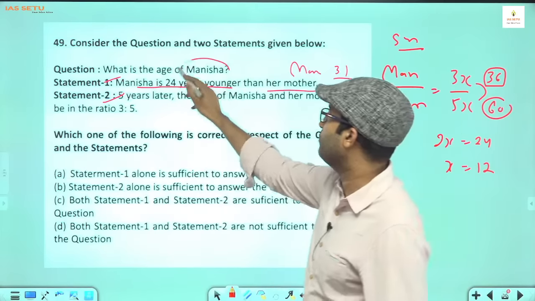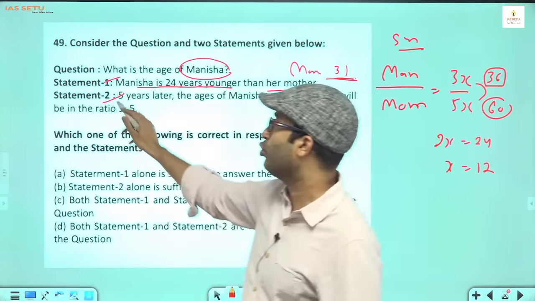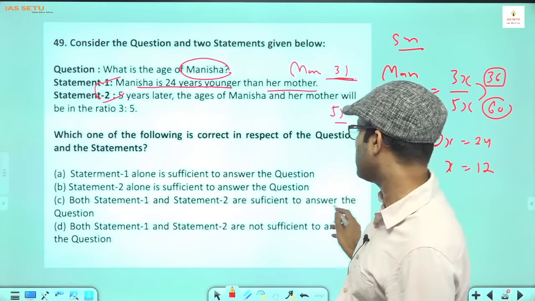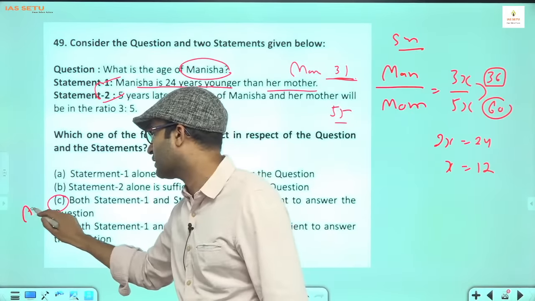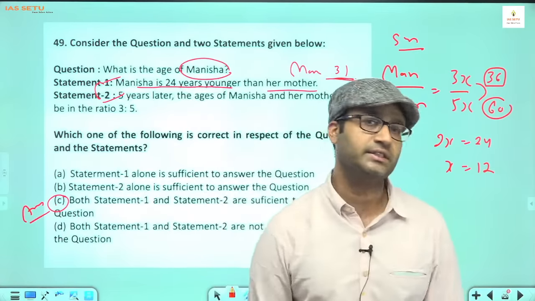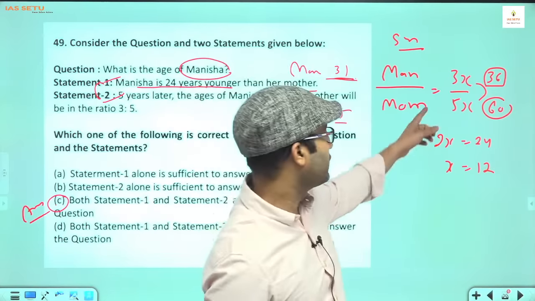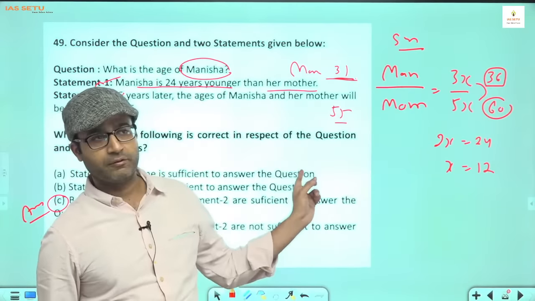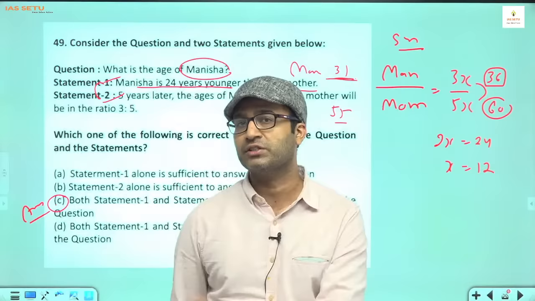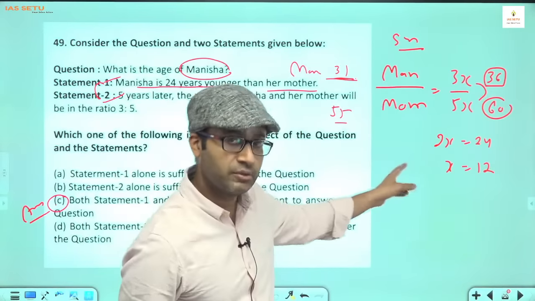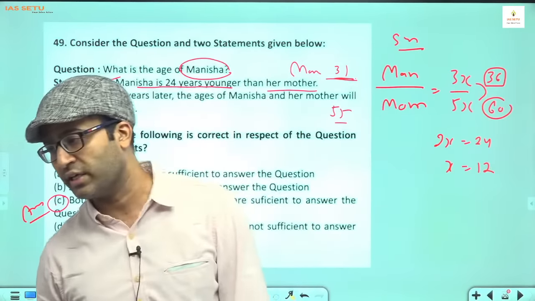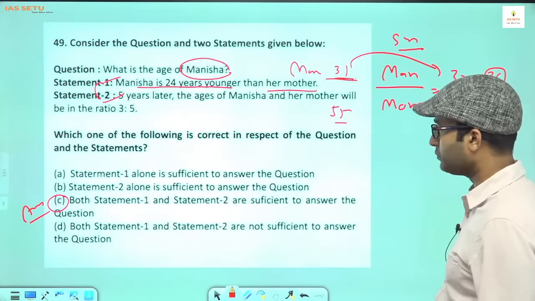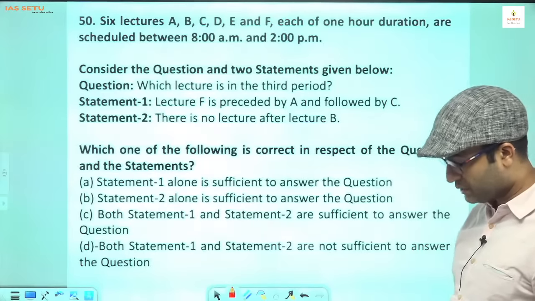So what is the age of Monisa? 31. If you use both statements, then only you can find it. Yes, so statements 1 and 2 together are sufficient. The answer here is C. The answer to this question is C, because 5 years later the gap between them is 2x, and there is a gap of 24 with the help of statement 1. We got that gap of 24 from statement 1. Combining statement 2 and statement 1, we find Monisa's age: at present 31 and 5 years later 36. Next is question number 50.